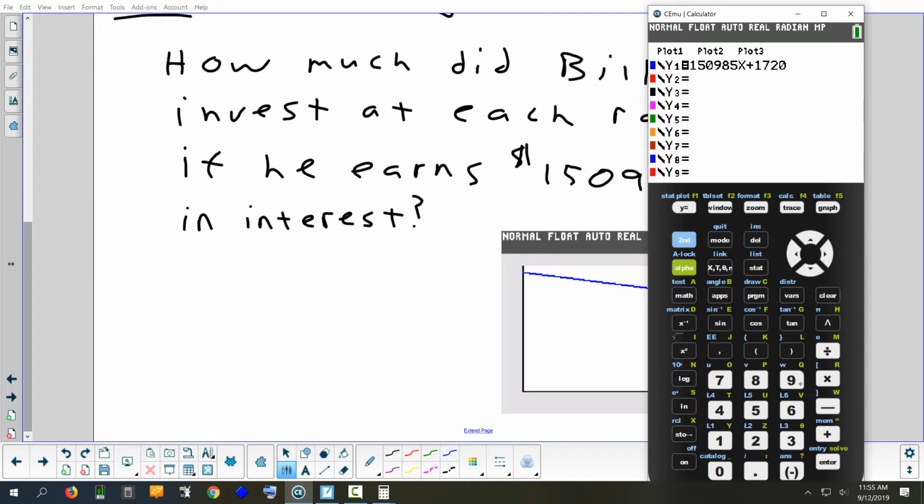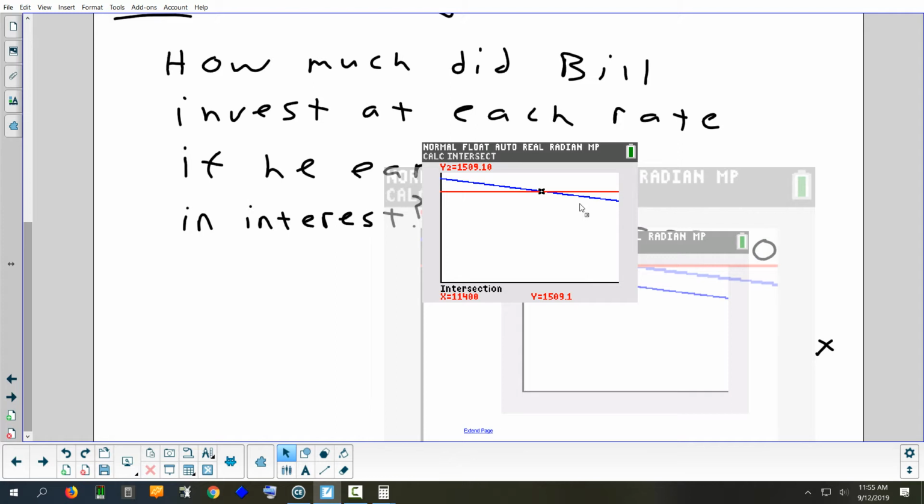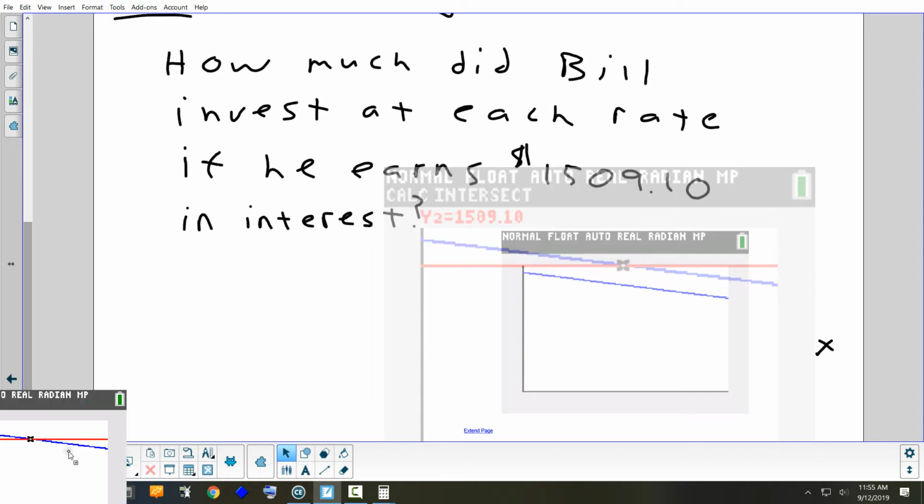So it was $1,509. Negative 0.0185. And this was $1,509 and how many cents? 10 cents. Okay, let's hit graph and see where that goes. Second calc, intersect. Blue, red, yes. So 11,400 is what x equals. It's kind of weird that it makes a shadow like that.